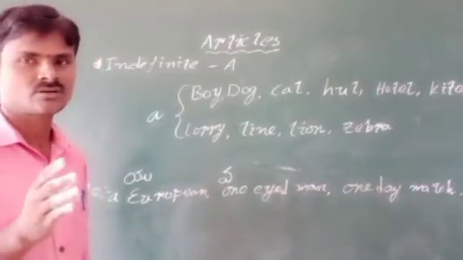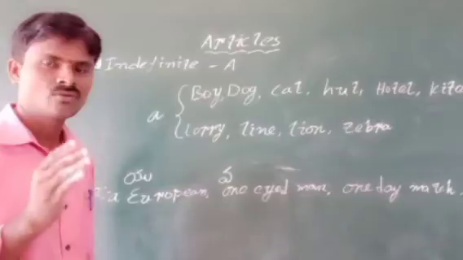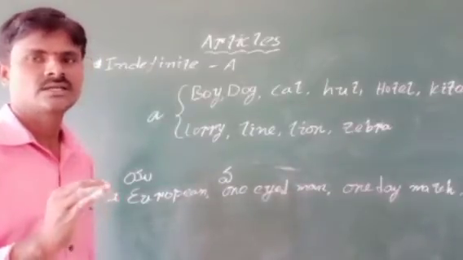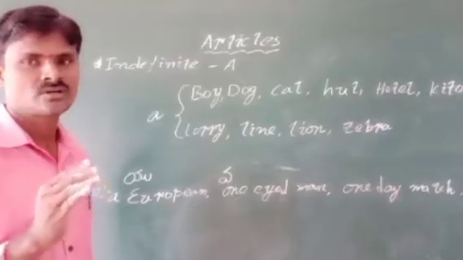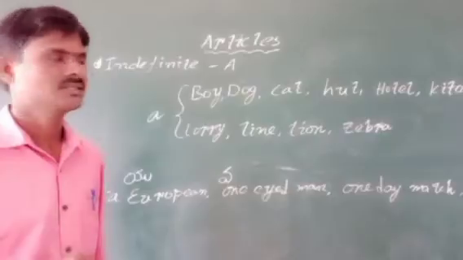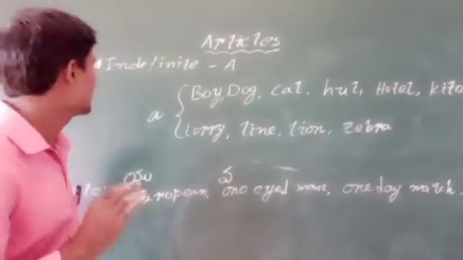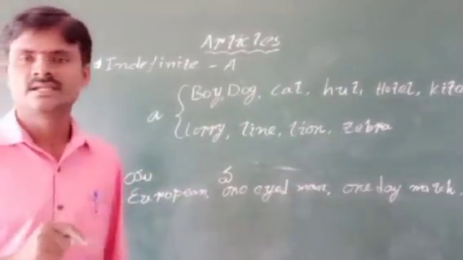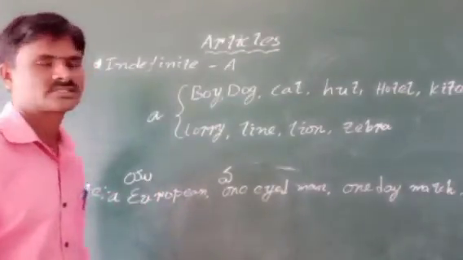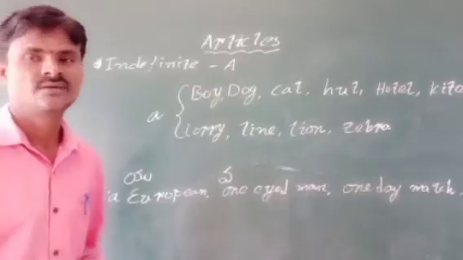Vowel sounds and consonant sounds. Vowel sounds before an comes, and consonant sounds before a comes. See, these are the indefinite articles. Now we are going to discuss the second one, the definite article.